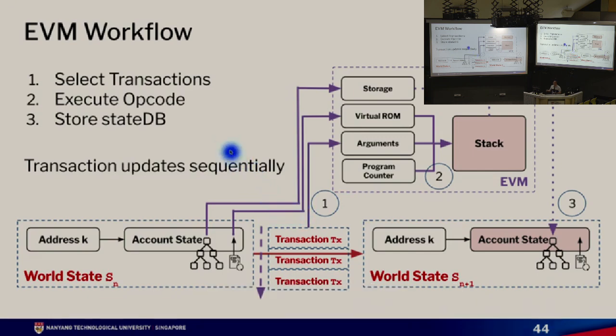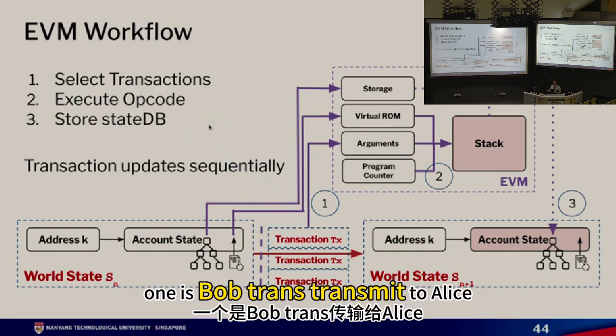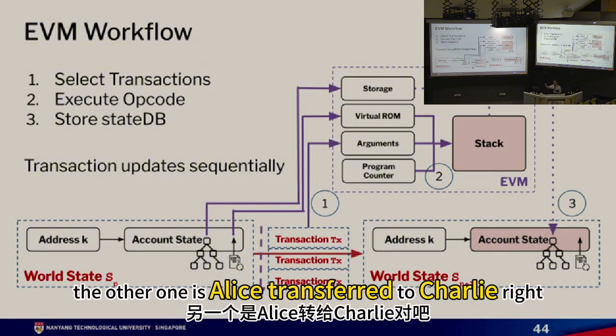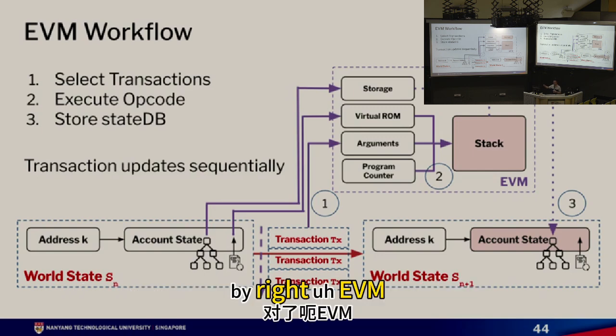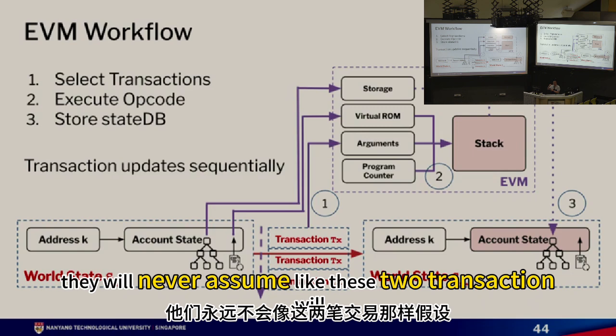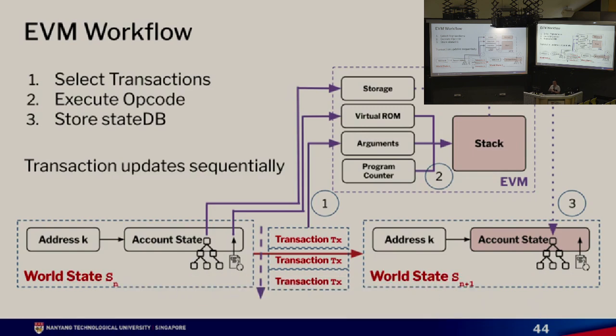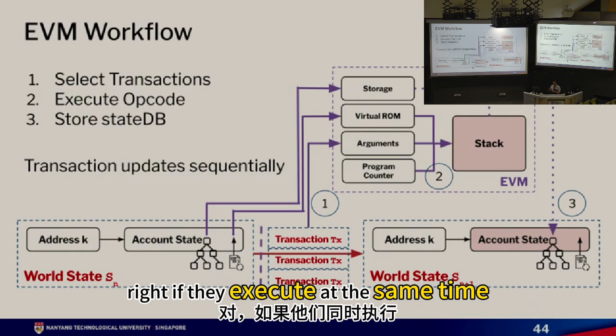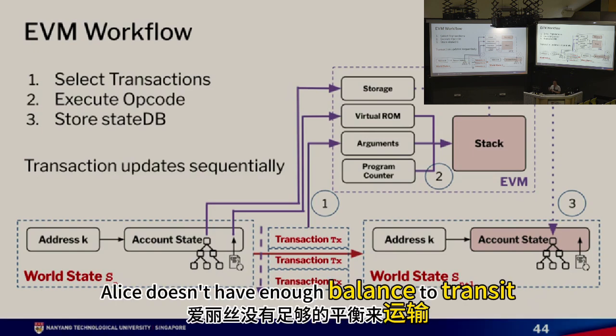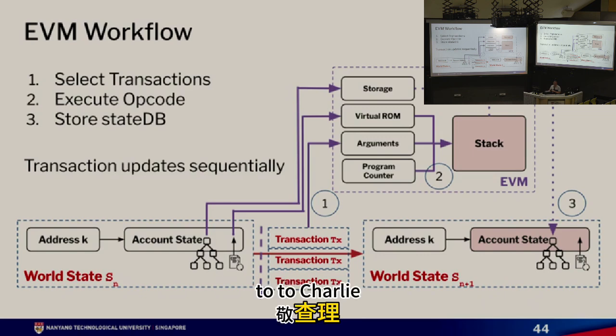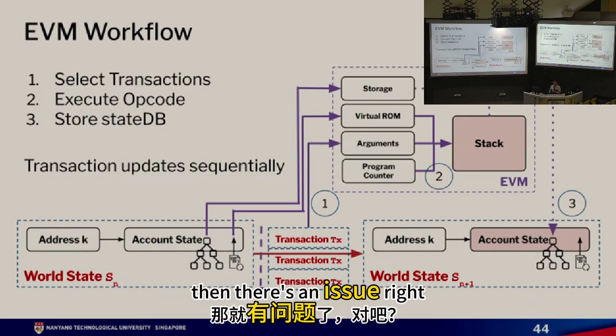For example, I have two transactions. One is Bob transferring to Alice. The other one is Alice transferring to Charlie, right? By right, the EVM thinks these two transactions happen sequentially, one after another. They will never assume these two transactions execute at the same time. If they executed at the same time, Alice might not have enough balance to transfer the ETH to Charlie, and then there's an issue, right?